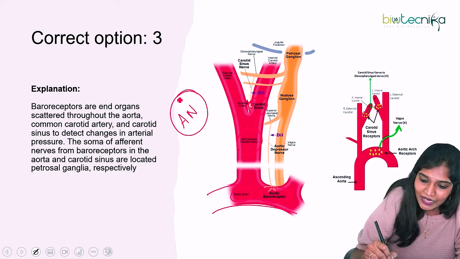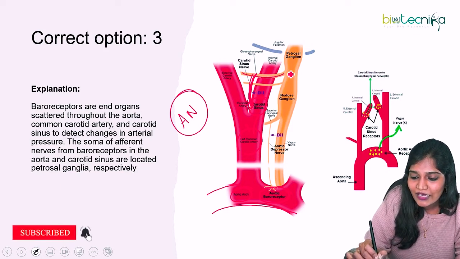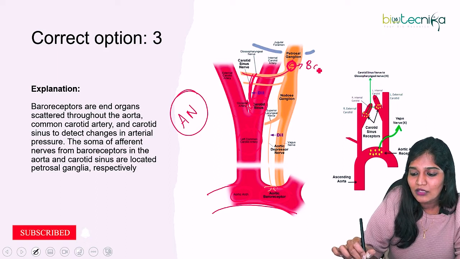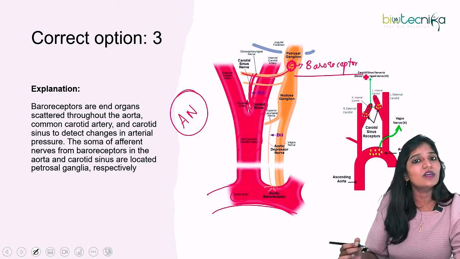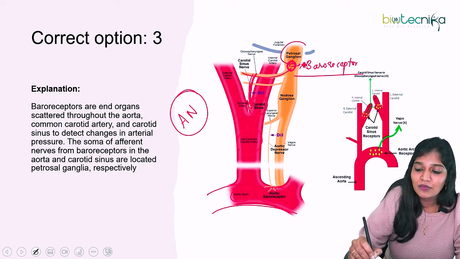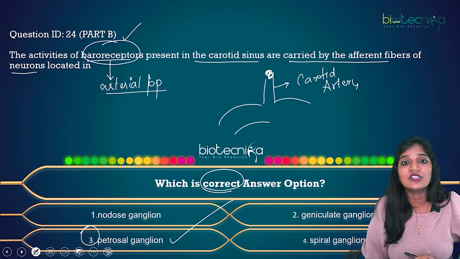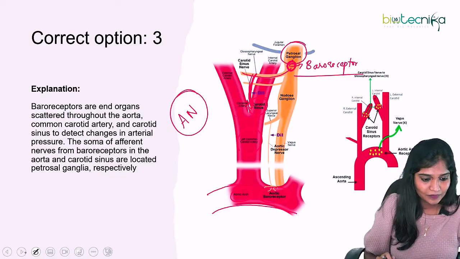So here there arises a glossopharyngeal nerve, which is an afferent neuron. And this is going to carry the signal, and you are going to see a baroreceptor here. This is the baroreceptor which is present here. So the answer itself says, if we know the images, definitely it's going to be in the petrosal ganglion. So the correct answer for this question is option number 3, petrosal ganglion.